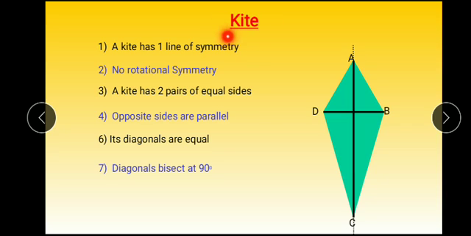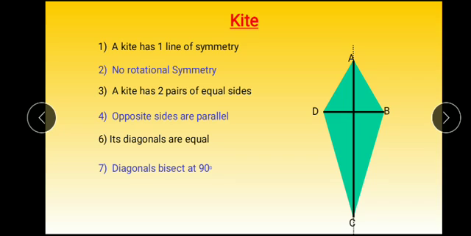Next we will come to a type of quadrilateral called a kite. So this is the shape of a kite. A kite has one line of symmetry. So unlike in rhombus and rectangle, this shape has only one line of symmetry. It means we can fold the kite along the line of symmetry into two parts in only one line. So this is the line. Along the line AC we can fold the kite into equal parts.